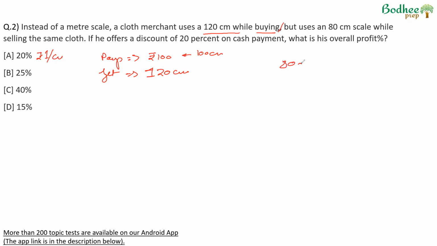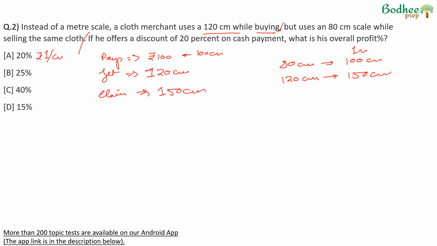So 80 centimeter, the seller shows as 100 centimeters or 1 meter. So if he shows 80 centimeters as 100 centimeters, multiply by 5 by 4. 120 centimeters, he will show as 150 centimeters. He has this 120 centimeter cloth. So he will claim to be selling 150 centimeters. Because 120 he shows as 150.